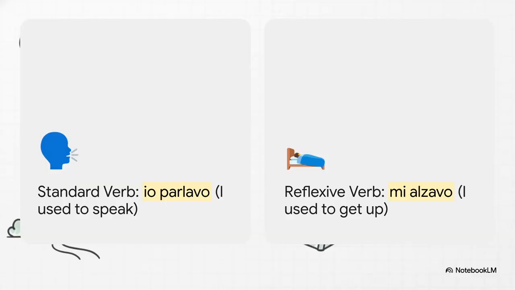So what about reflexive verbs? The ones with the little pronouns? Well, it is even simpler than you think. The verb part itself, like alzavo here, is perfectly regular. All you do is pop the reflexive pronoun, like mi, right in front of it. That's literally the only change.